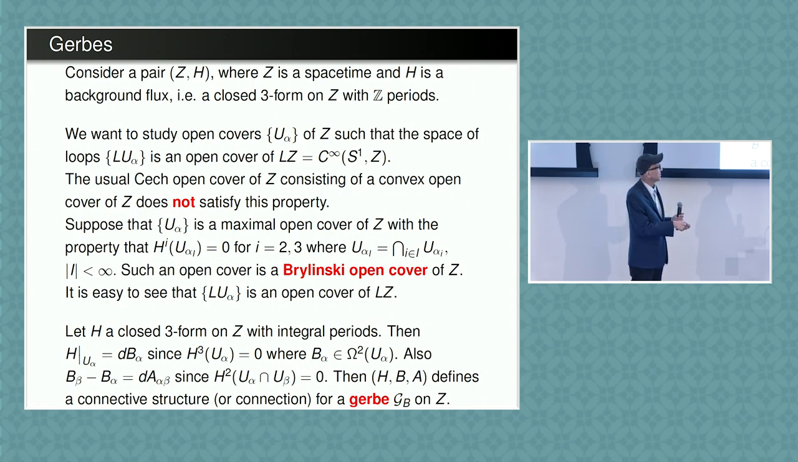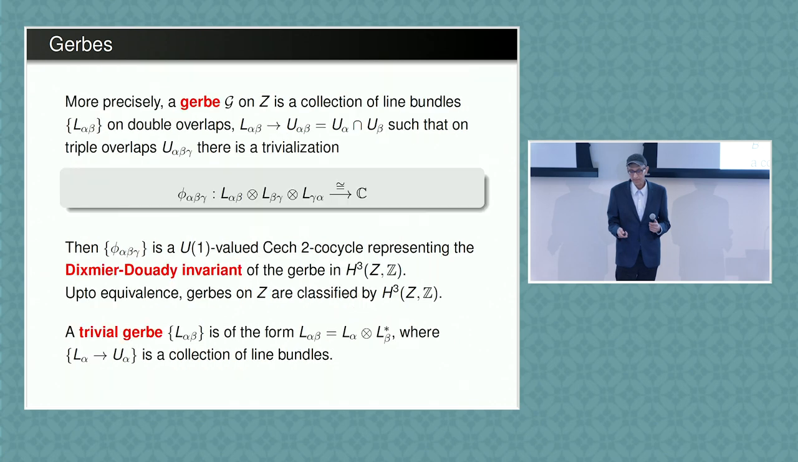Then H, B defines a connective structure, just a connection on the gerbe. Okay, so this is the Deligne version of a connection on the gerbe. And so a gerbe on Z is a collection of line bundles, L alpha beta, on double overlaps, such that on triple overlaps there is a trivialization.